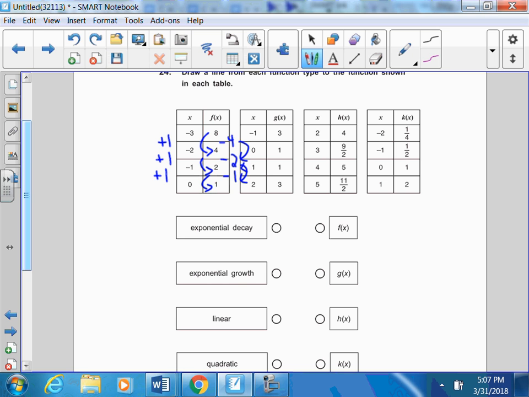And is it growth or decay? Well, these x numbers are increasing. So as the x increases, what's happening with the y? Well, the y is decreasing. So this is going to be exponential decay. So that's what this one is.